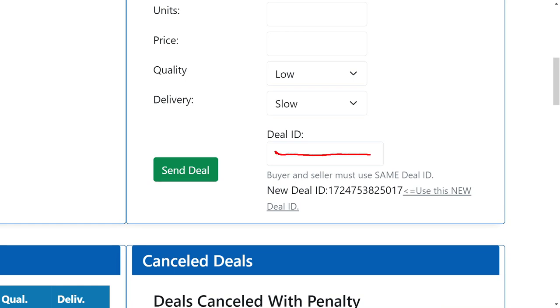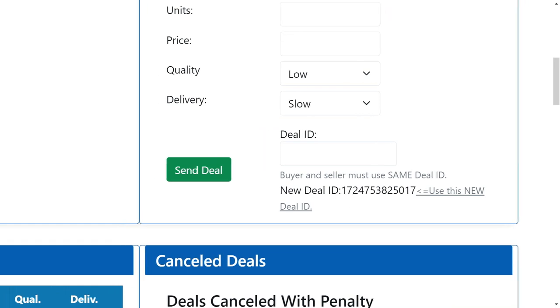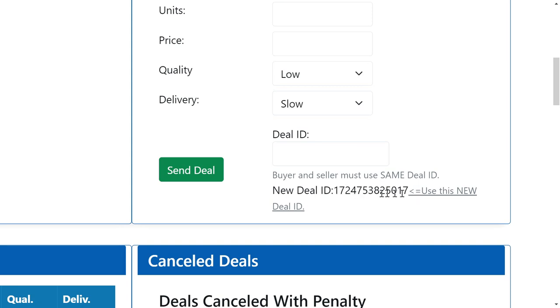So inside of here, you need to put an ID. Now, can you make an ID? Like maybe I can say, I want my ID to be ABC123. And the answer to that is no, you cannot do that. You must use a special number. Where do we get the special number from? Well, right here. It's made for you. So you can see the number right here.